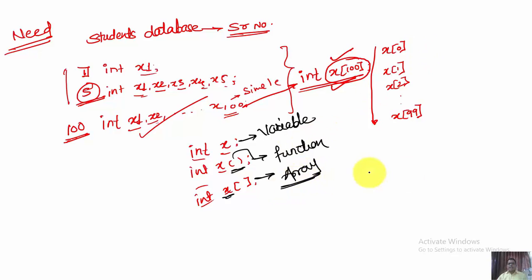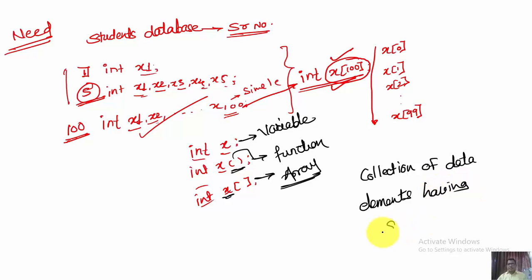And what is an array? An array is basically a collection of data elements having the same data type. So what does it indicate? Simple. The moment I declare int x of 5, no doubt a total of 5 elements are there with me, and all these elements have the data type integer.